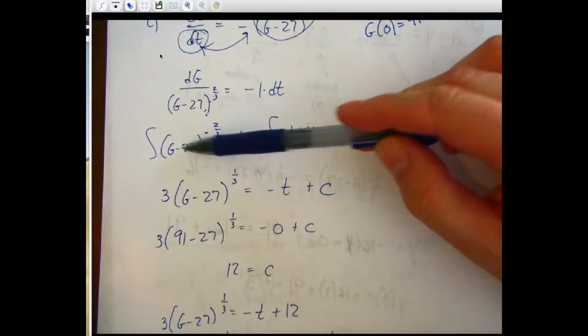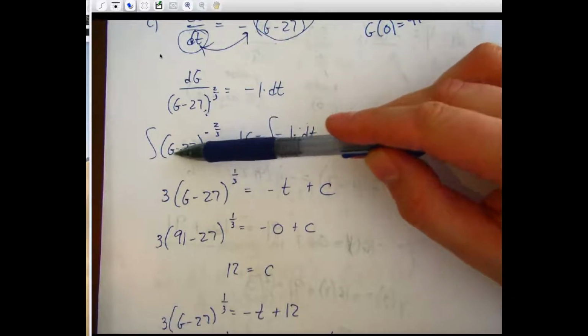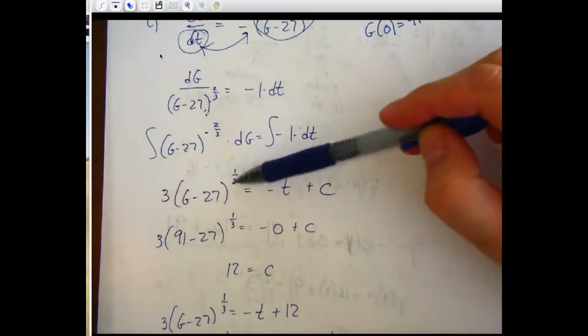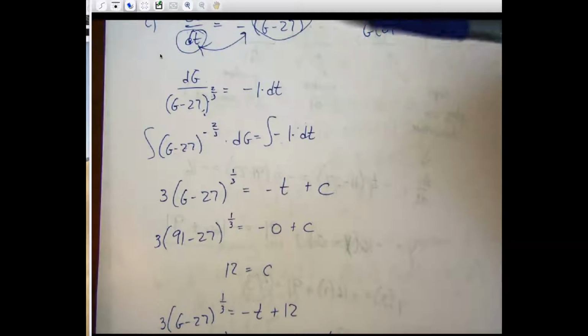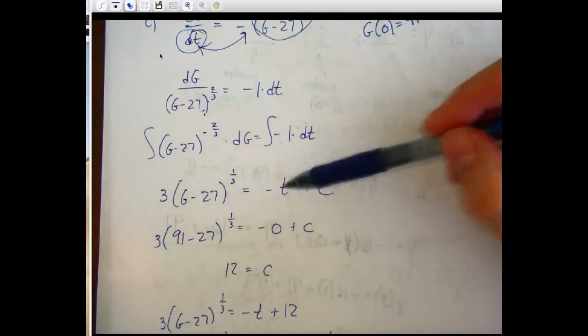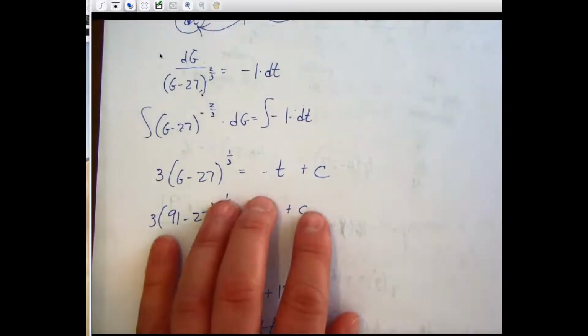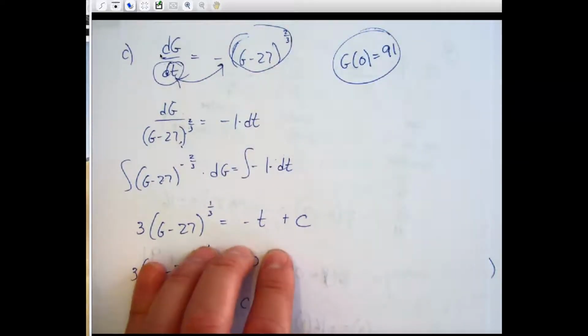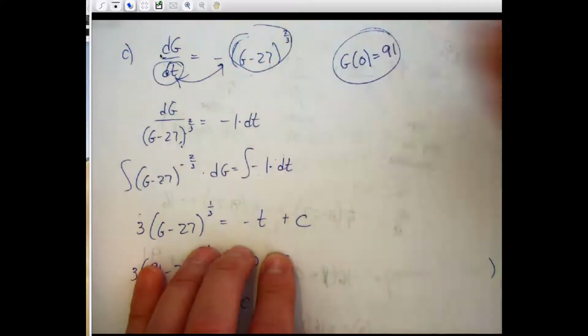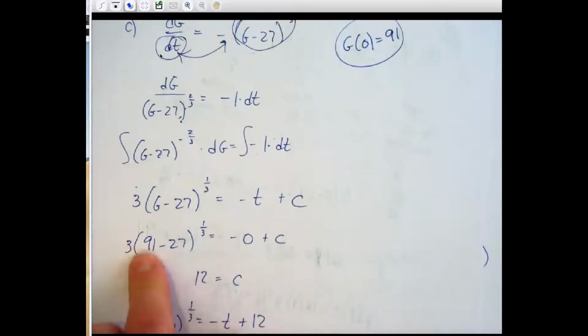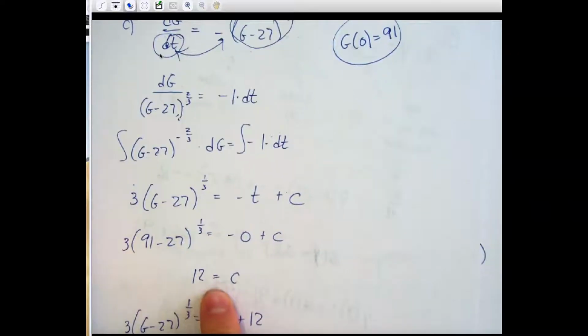So there's no u substitution necessary here because the derivative of the inside is 1. So I can just add 1 to the power and multiply by the reciprocal of the new power. Over here it's just -t. And then I'm going to use this information to plug in here and find out what c is. So 91 goes there, 0 goes there, and I come out with c equals 12.